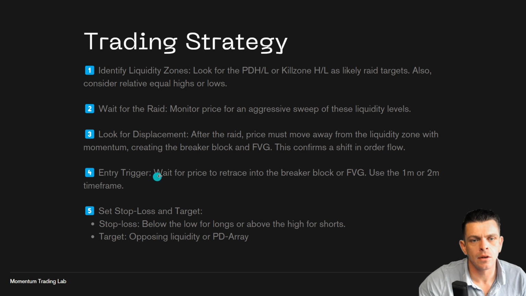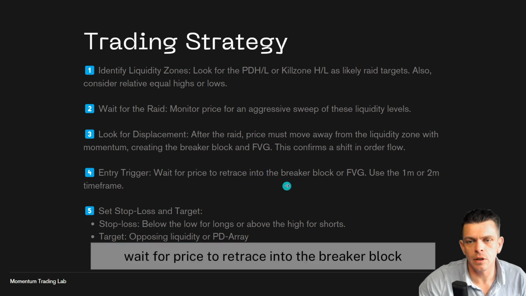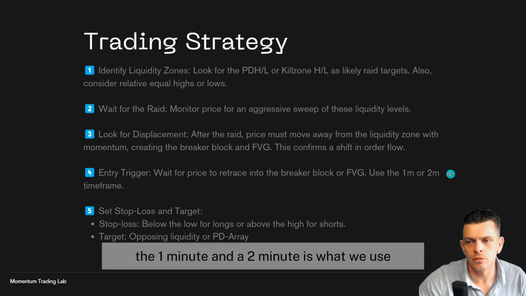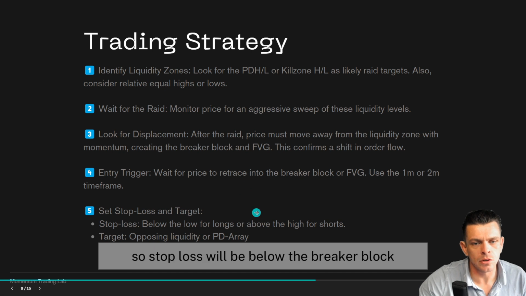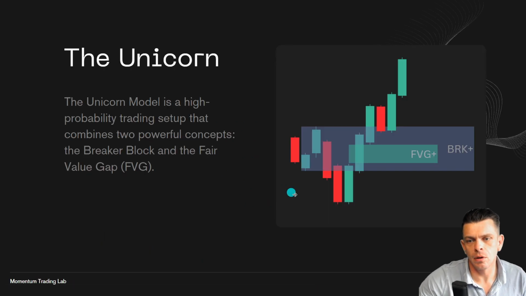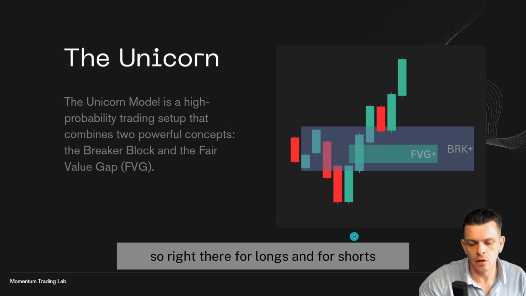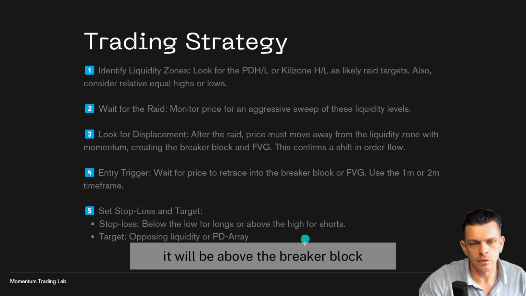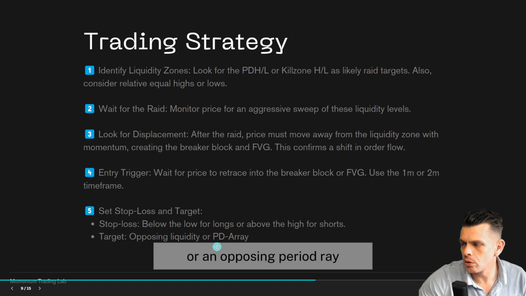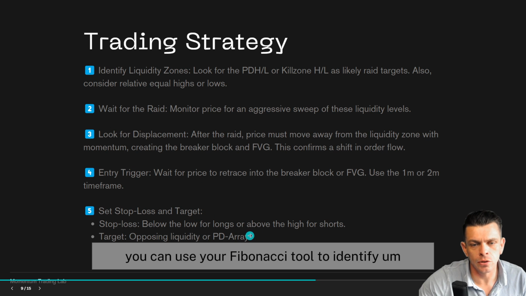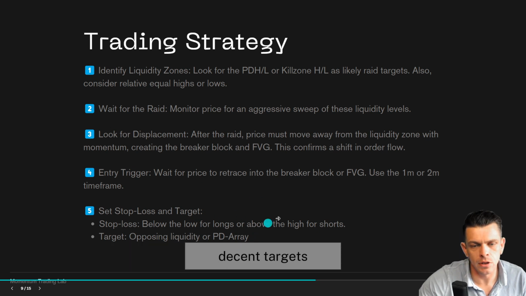Entry trigger. Wait for price to retrace into the breaker block or fair value gap. The 1 minute and the 2 minute is what we use to enter the trade. And then the stop loss and target. So stop loss will be below the breaker block. So right there for longs. And for shorts, it will be above the breaker block. And the target will be the opposing liquidity or an opposing PD array.